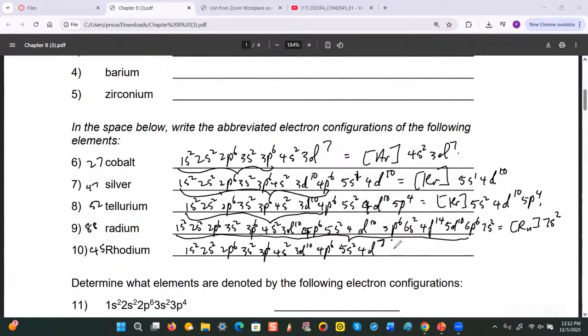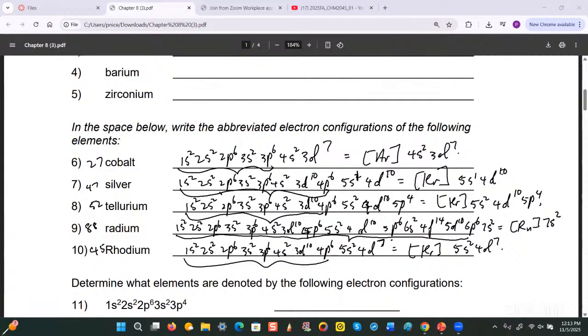So what's the abbreviated? What group 8 element comes before rhodium? Krypton, which is all the way up to 4p6. So therefore, it's krypton, Kr, in square parentheses, followed by 5s2, 4d7, and that's it. Okay, so that's basically how you determine the electron configurations, both the expanded or full configuration and the abbreviated version. All right?